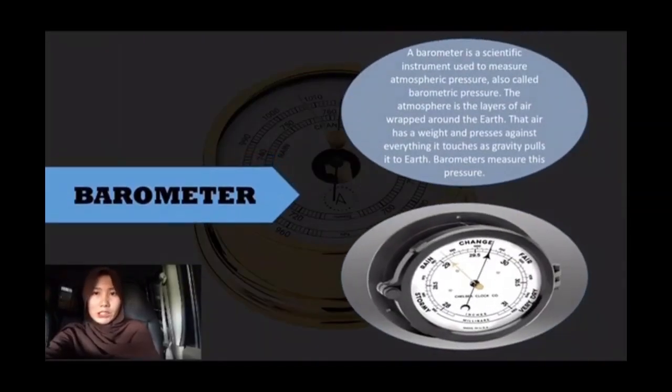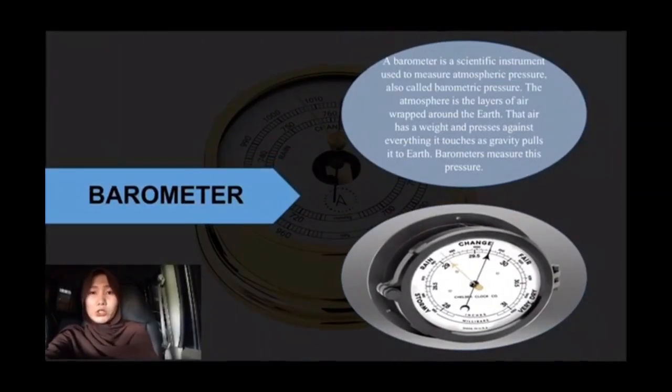A barometer is a scientific instrument used to measure atmospheric pressure. That is also called barometric pressure. The atmosphere is the layer of air wrapped around the earth. The air has weight and presses against everything it touches as gravity pushes it to earth. Barometers measure this pressure, meaning changes in the weather are easily predicted by barometric pressure.